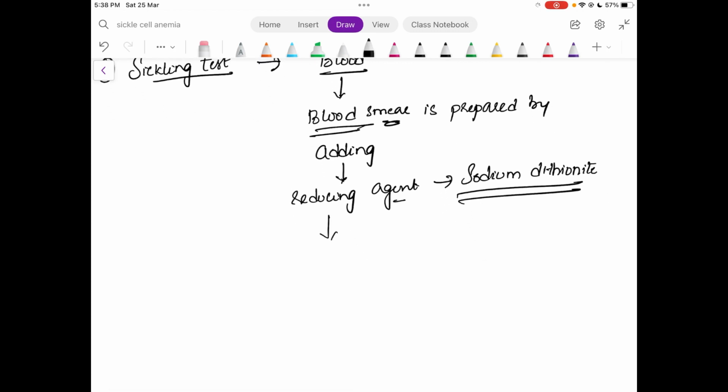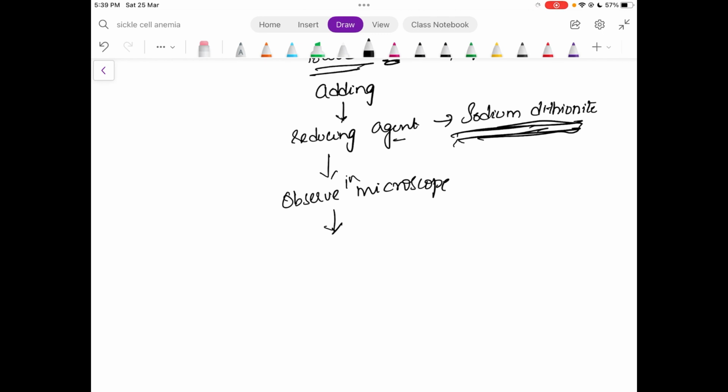So you will observe it in a microscope. What you will see is that this reducing agent will cause formation of sickle cells. This reducing agent will help in formation of sickle cells in a sickle cell anemia patient's blood. So you will see sickle cells. In a normal person, this reducing agent doesn't cause formation of sickle cells.